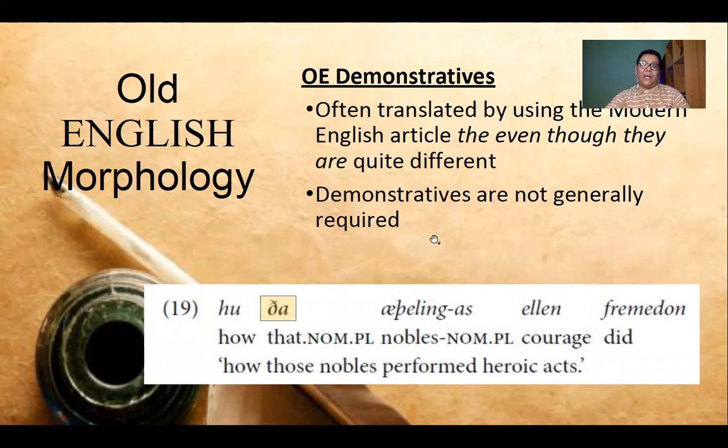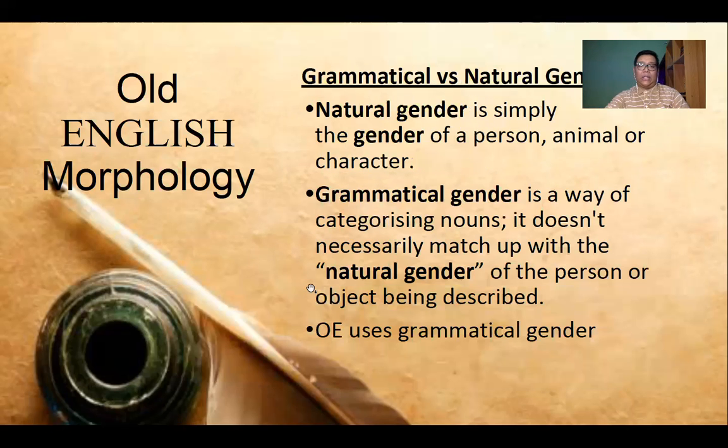We also had Old English demonstratives, often translated by using the modern English article the, even though they are quite different. Okay, in modern English we have the determiner or the article the, and we usually limit the use of these little words. They call them little words. Demonstratives are not generally required in a sentence, such as in this one. But this one shows us an instance wherein the word the was used in an Old English text.